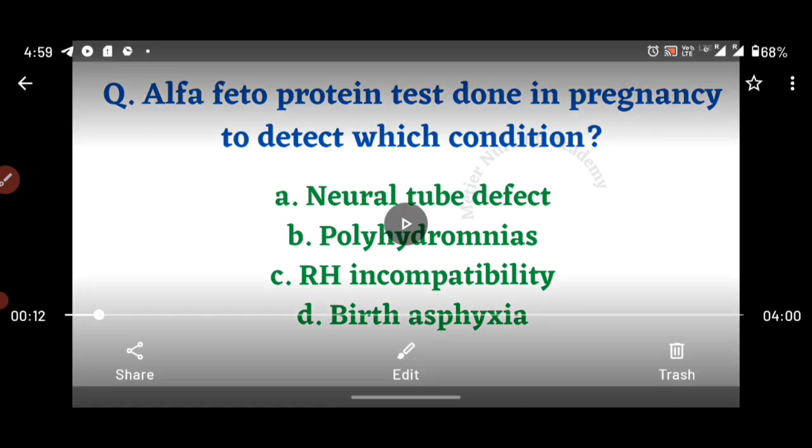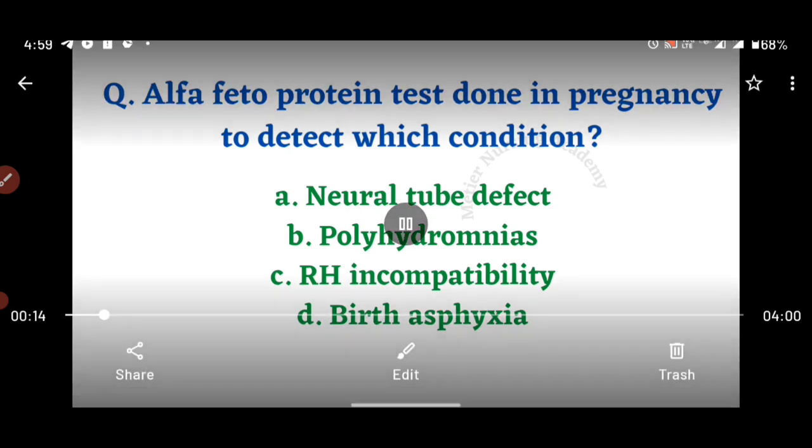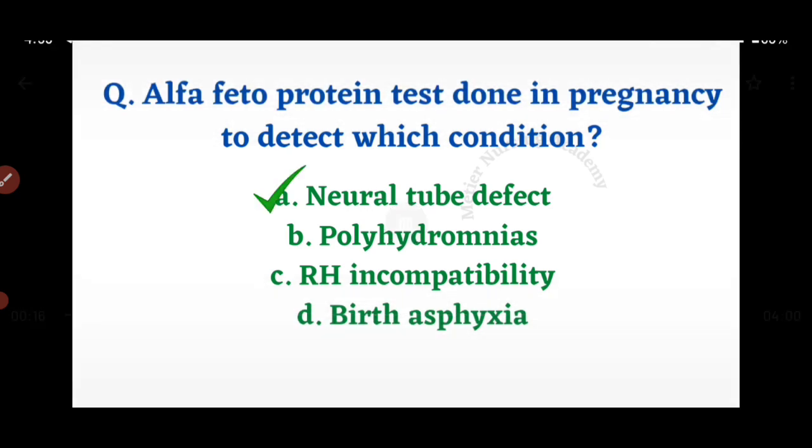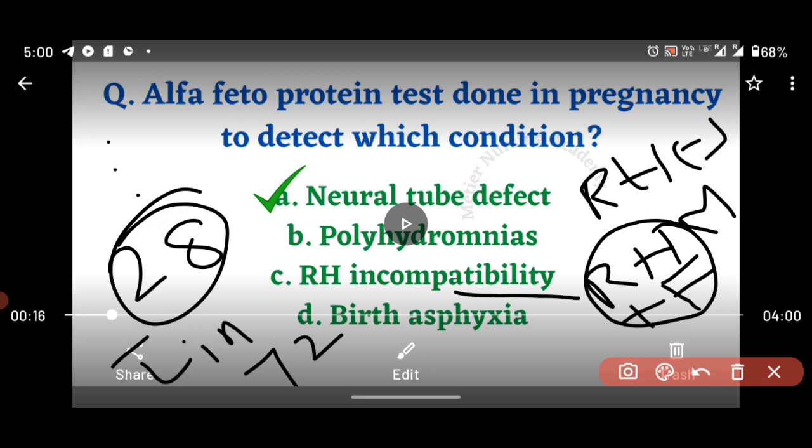And in this question, the correct answer is, as I mentioned already, the alpha fetoprotein test is done in pregnancy to detect two conditions mainly, that is neural tube defect and Down syndrome. Here Down syndrome is not there, so the correct answer is neural tube defect. Understand, guys? Fine. Let's move to the next question.